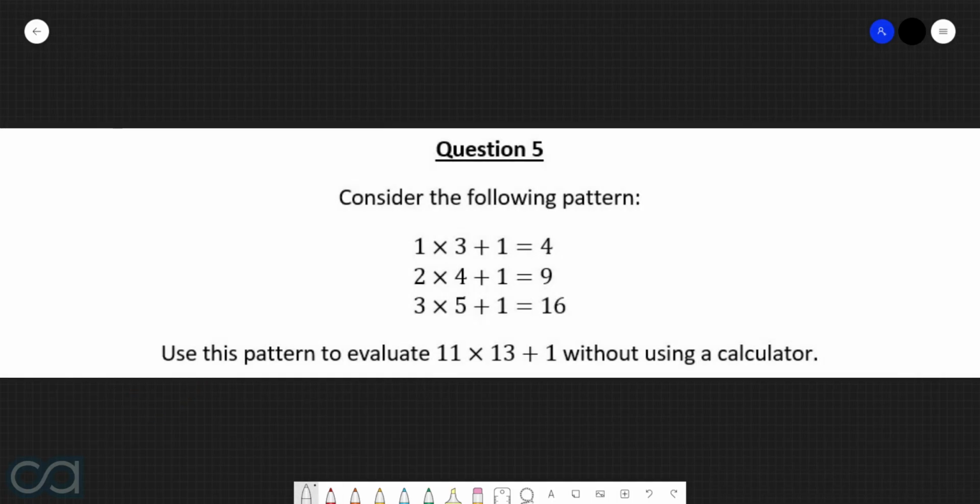Question 5. Consider the following pattern. 1 by 3 plus 1 is equal to 4. 2 by 4 plus 1 is equal to 9. 3 by 5 plus 1 is equal to 16. Use this pattern to evaluate 11 by 13 plus 1 without using a calculator.